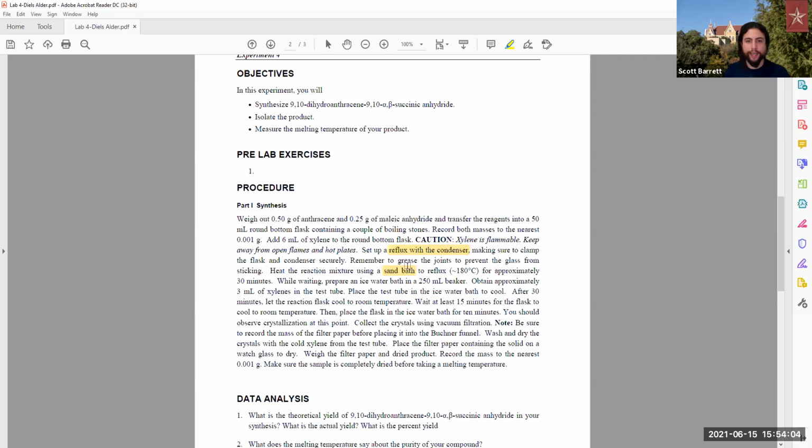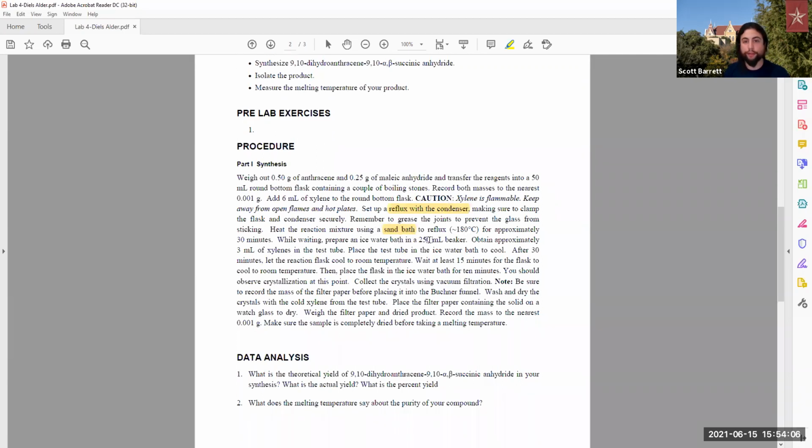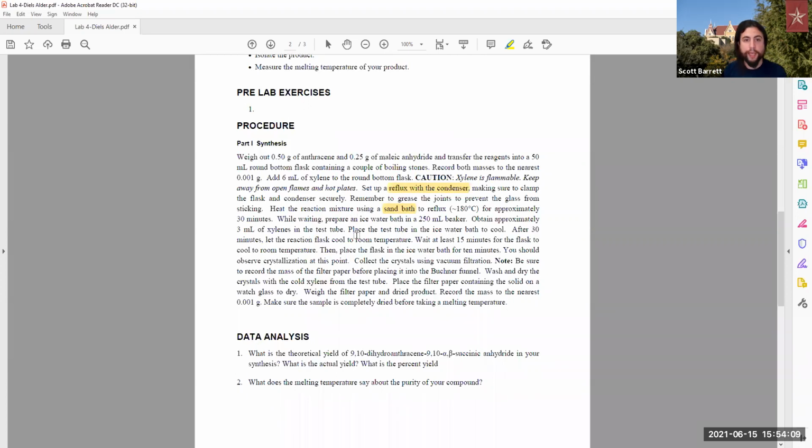Then on the sideline, we're going to have the ice water bath in a 250 milliliter beaker, and you would obtain 3 milliliters of xylene, and then you would place it in there to cool down. Then after 30 minutes, you would turn off your heat, turn your sand bath off, and let it cool, because it's going to be extremely hot glassware. As they say here, wait at least 15 minutes. You have to wait because you don't want the glass to crack if you accidentally placed it while it was scalding hot into the ice water. That could cause the glass to shatter. We don't want to do that. So we wait till it's room temperature glass.